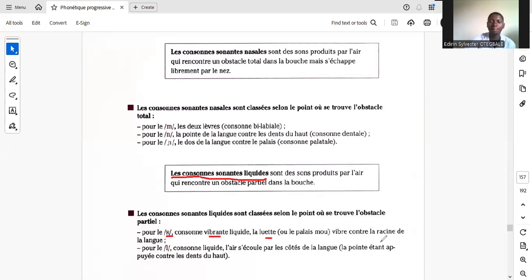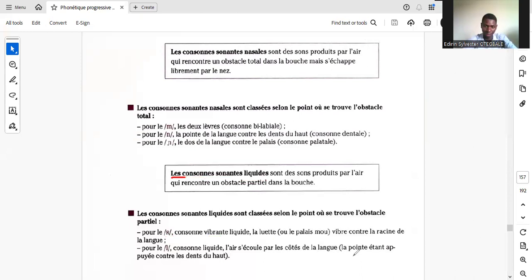Then we have latéral. For latéral, L. L'air s'écoule par les côtés de la langue. That is, air comes out from both sides of the tongue. L, L, L. Lamb. The air escapes from both sides of the tongue when you pronounce that particular phoneme.